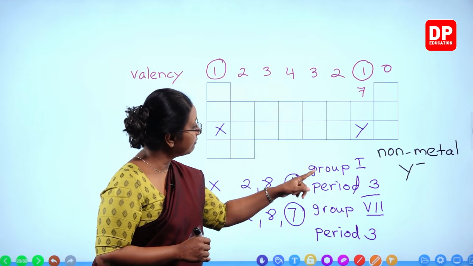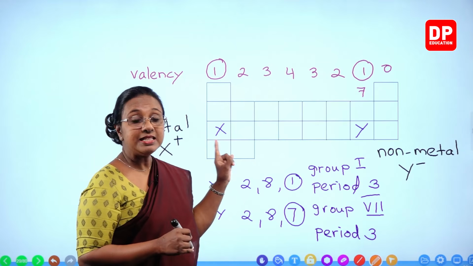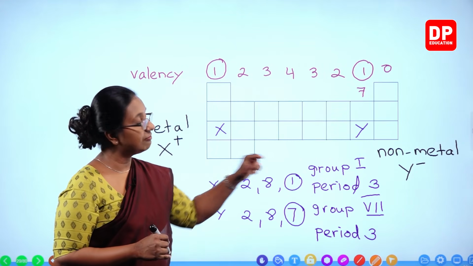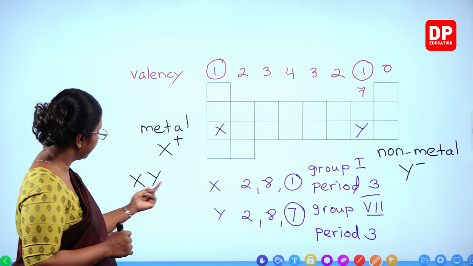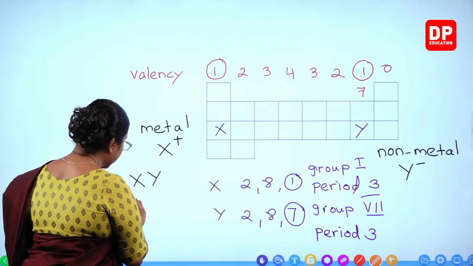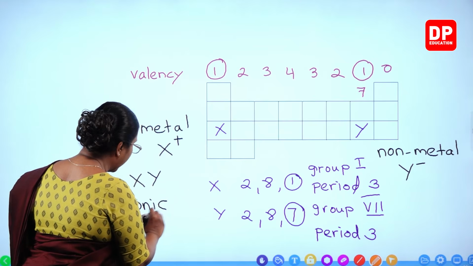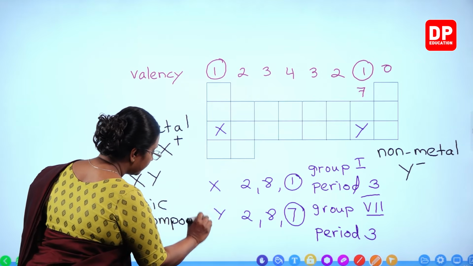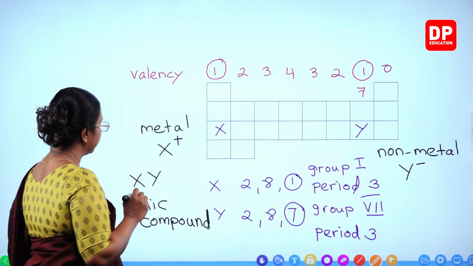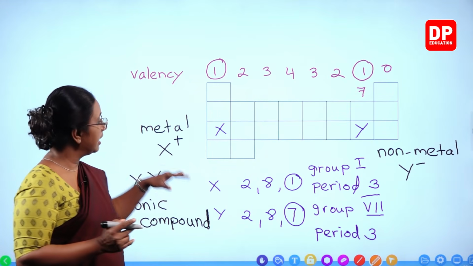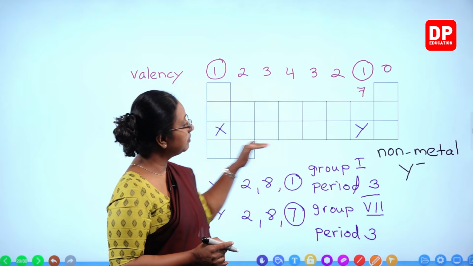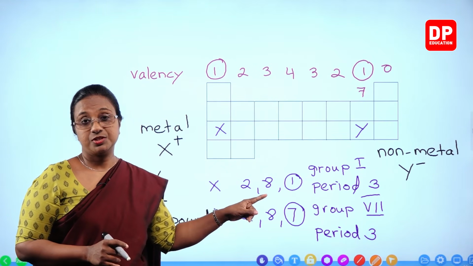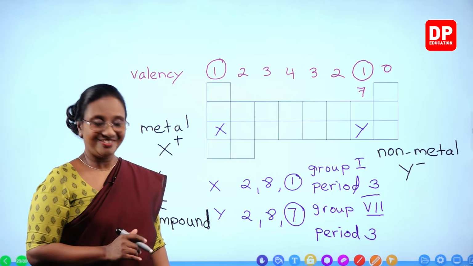So both of them have valency 1 and they form ions, metal X plus, and non-metal Y minus. And when they combine, they form an ionic bond, ionic compound. Ionic compound XY. Always we write the metal first and then the non-metal. And also you can see they both belong to the same period but different groups. Now we can answer the question.